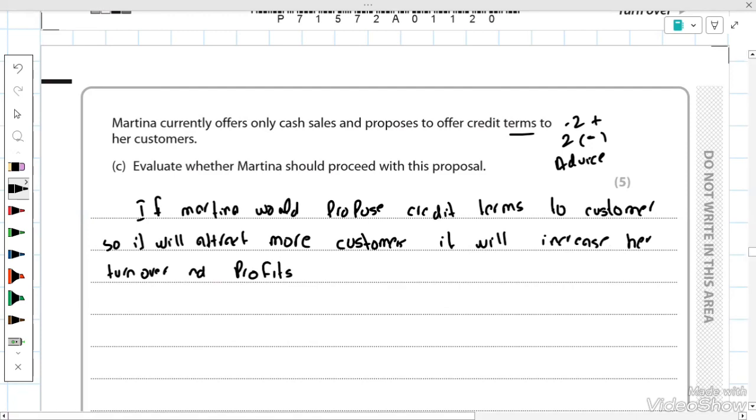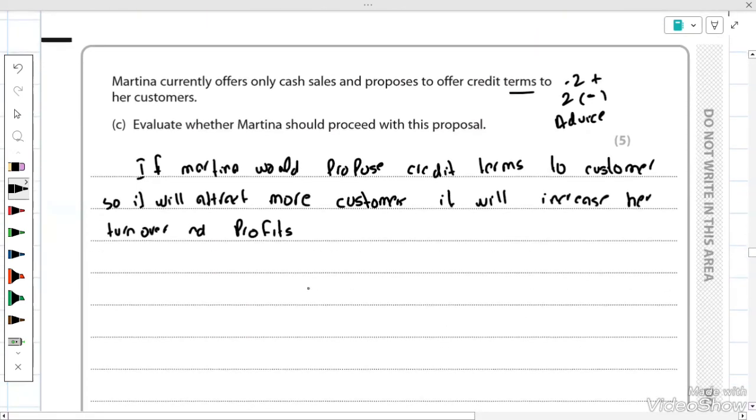And number two, if we talk about the negative points for it: if she proposes credit terms to her supply customer, so what will happen? Irrecoverable debt.